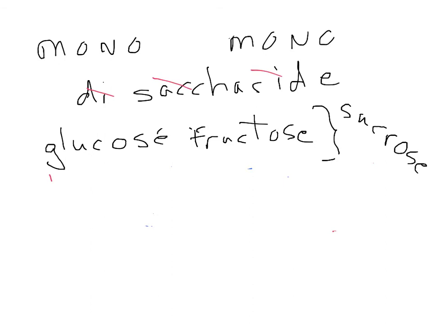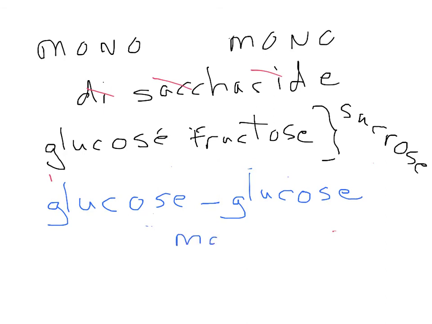Okay, another disaccharide that we eat is called maltose. And maltose is a combination of glucose attached to another glucose. And this is called maltose. M-A-L-T-O-S-E. Tose, that's an O.